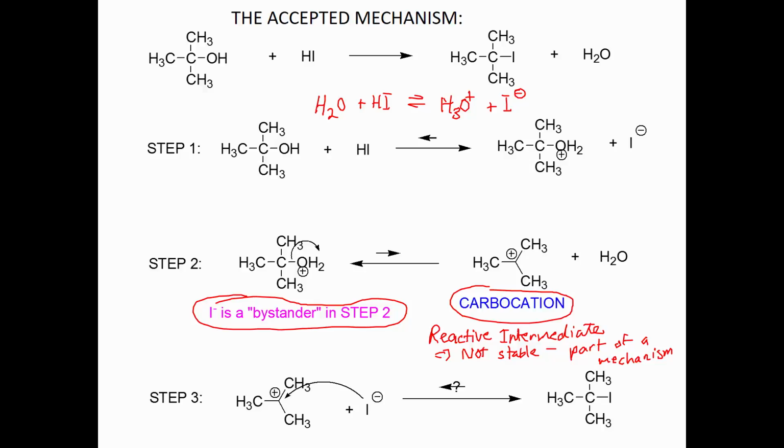All right, in step three, what's happening here is that our carbocation is reacting with the I- that was a bystander in step one. Remember, it was actually generated in step one. It's a bystander in step two. So the I- is reacting with the carbocation, and this makes the final product.